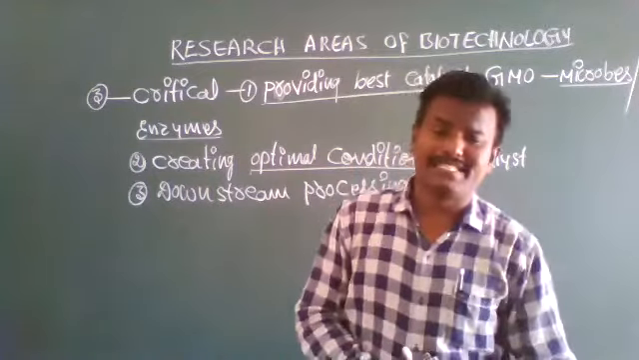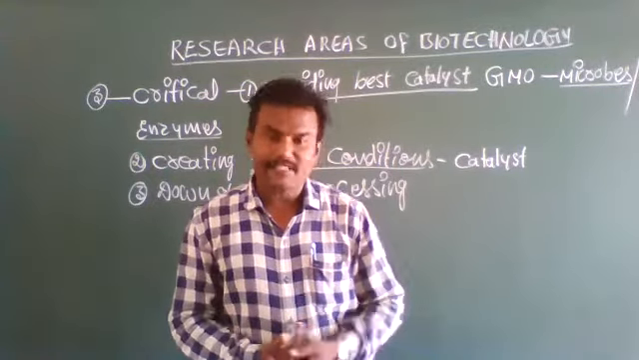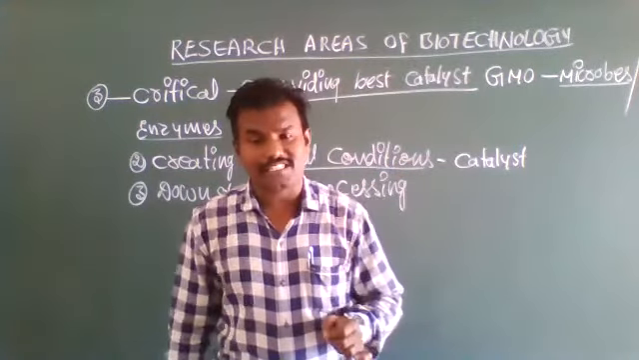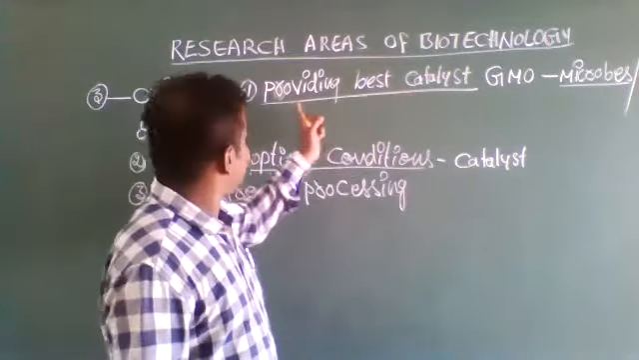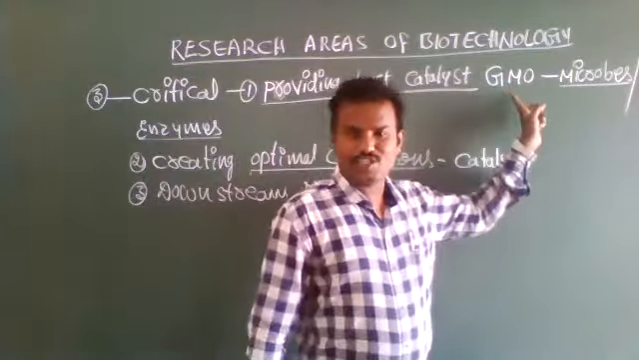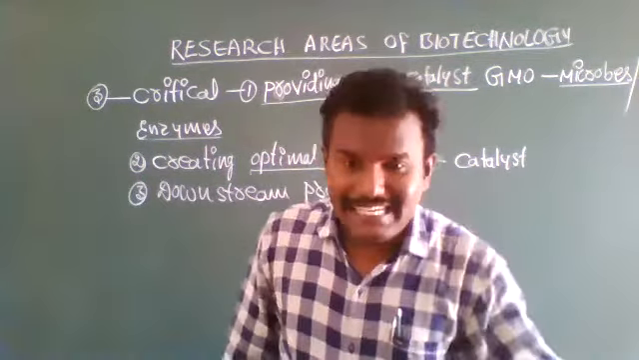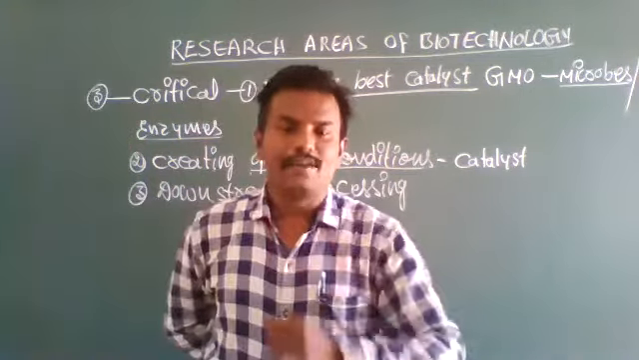In the last class we discussed recombinant DNA. Construction of recombinant DNA technology is a major process in biotechnology, and it comes in the first step, providing the best catalyst in the form of genetically modified organisms. Genetically modified organism means what? A foreign gene, a transgene or desired gene, when introduced into a normal organism, makes it a genetically modified organism. These three critical research areas of biotechnology are very important.